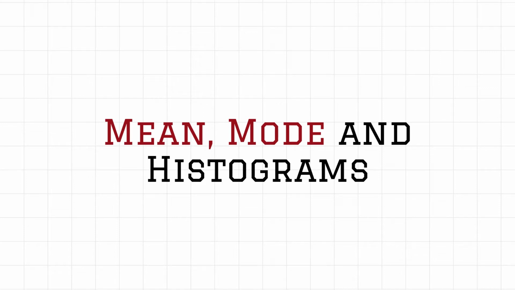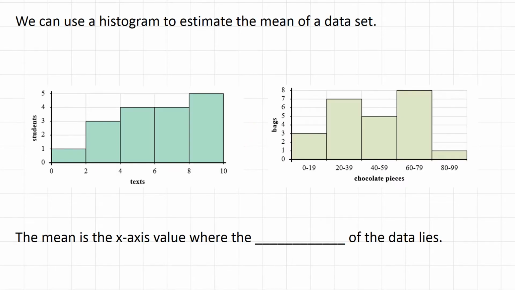So our next step is to use some of our statistical or central tendency vocabulary with histograms. So we can use a histogram to estimate the mean of a data set. Now, a mean can be calculated exactly from a histogram, but it requires quite a bit of mathematics that we're not going to get into. But we can, just from looking at the shape of a graph, estimate the mean and get pretty close to where that mean is. So the mean is the x-axis value where the bulk of the data lies.